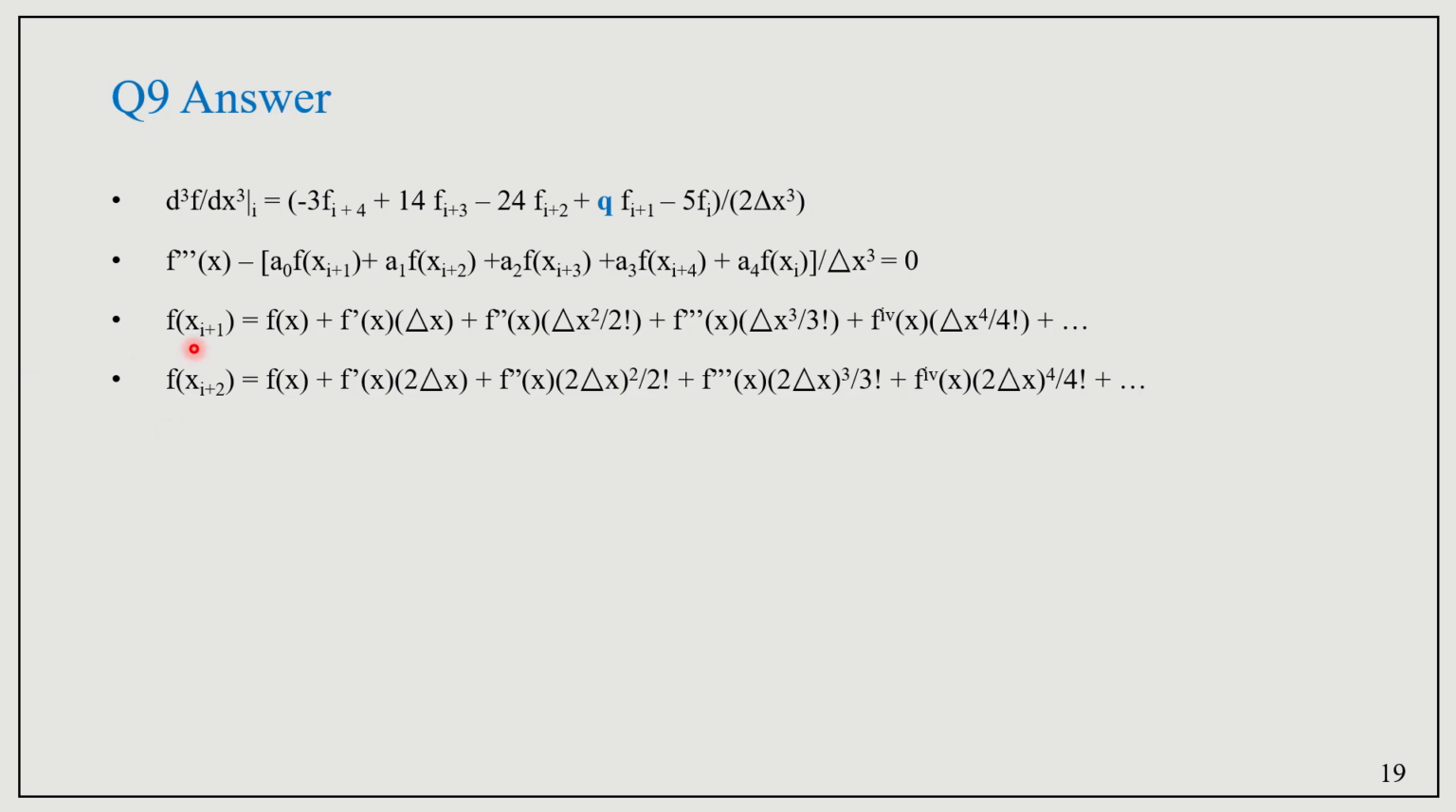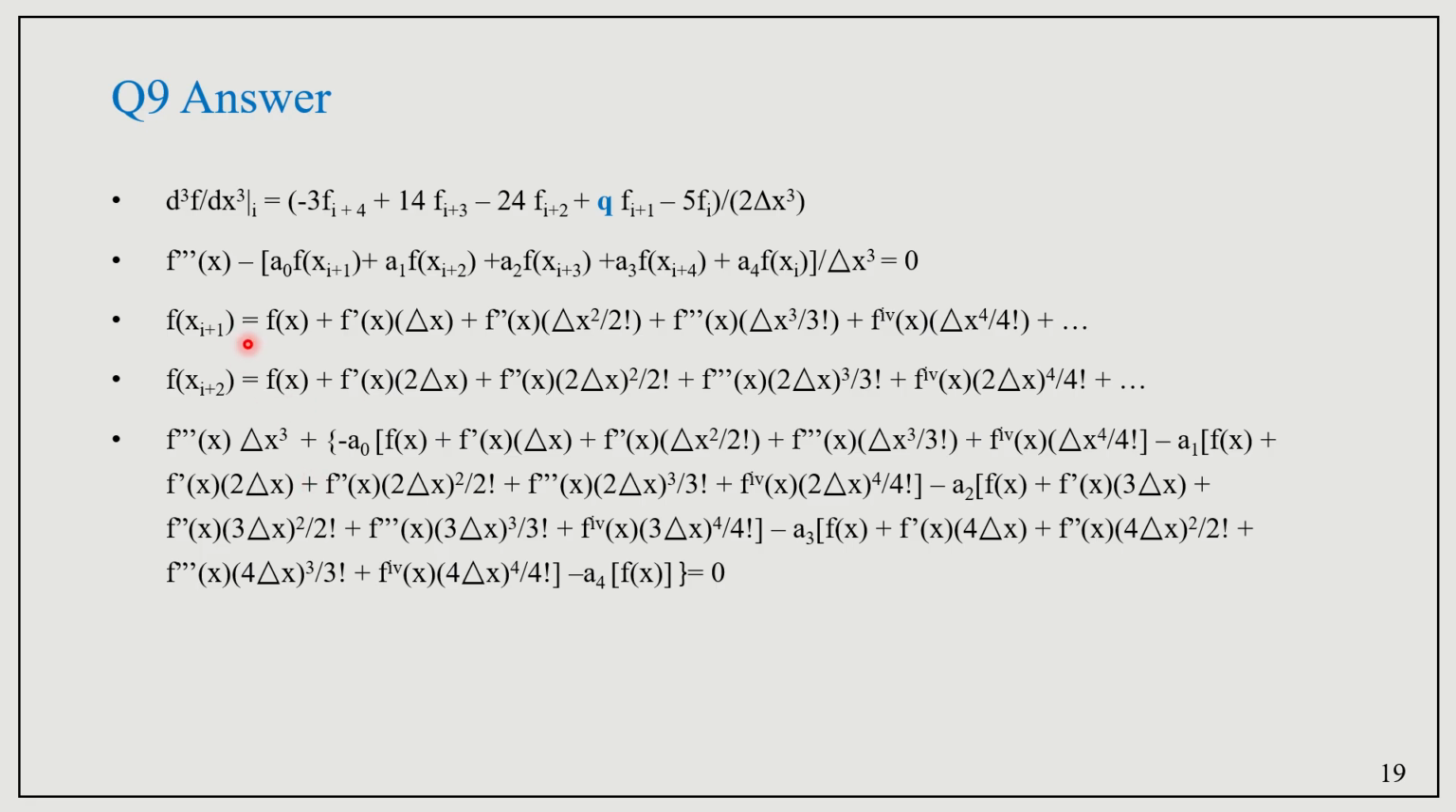So we have terms expanded for f of x at i plus 1, f of x at i plus 2, and also we have f of x at i plus 3 and f of x at i plus 4 as well. So what varies in the other equations is that here it is delta x, here it is 2 times delta x. For x at i plus 3, we will have 3 times delta x, and for x at i plus 4, we have 4 times delta x. So that is the variation. So I haven't included the other two equations.